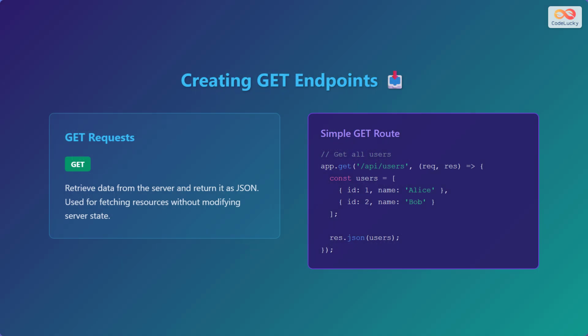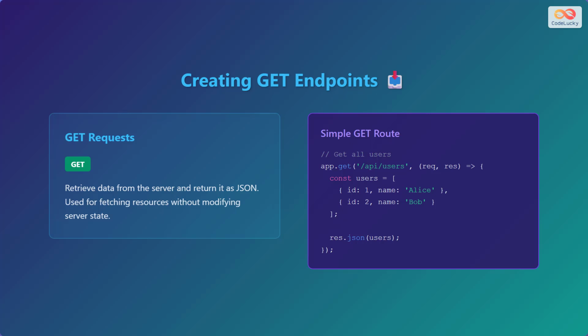Now let's discuss the process of creating GET endpoints. GET requests are used to retrieve data from the server and return it as JSON. These are utilized for fetching resources without modifying the server state. A simple GET route is shown on the right.